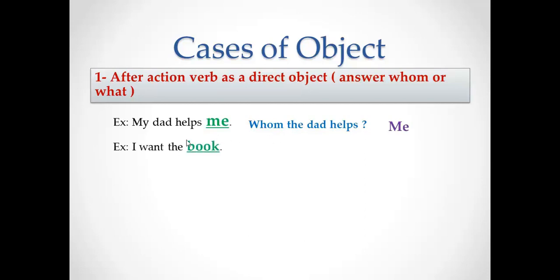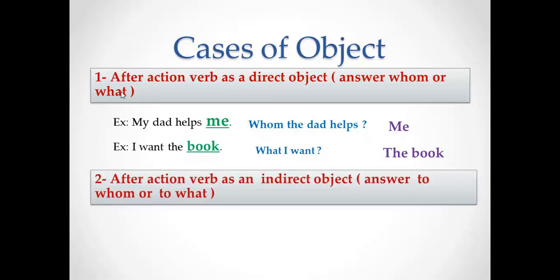I can ask myself a question: I want the book. You ask yourself, what do I want? The book. This is called direct object. Okay, it directly receives the action. Of course, this is the doer of the action, and this is the action itself, and this is the receiver of the action.